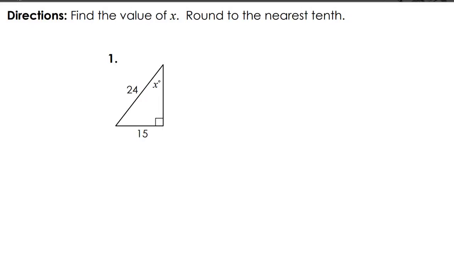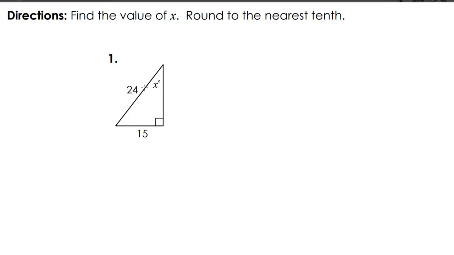Good morning, everyone. Today we're going to be trying to find the missing value of x rounded to the nearest tenth. Well, what does it give us? It gives us a right triangle, an angle, and two sides. That means we should probably be thinking about trigonometry, since trigonometry is all about right triangles.